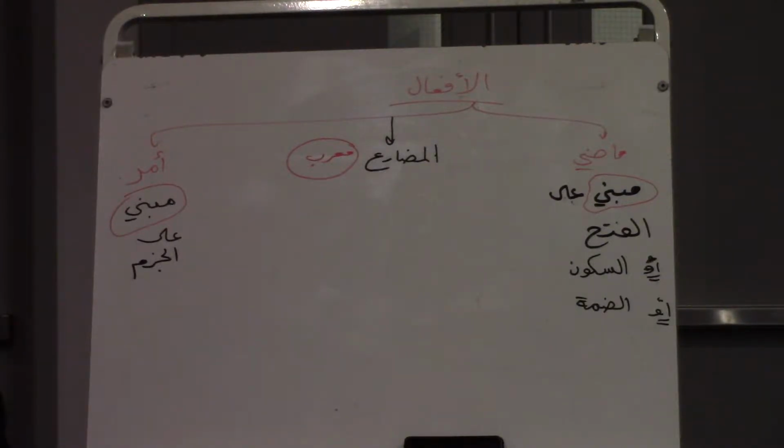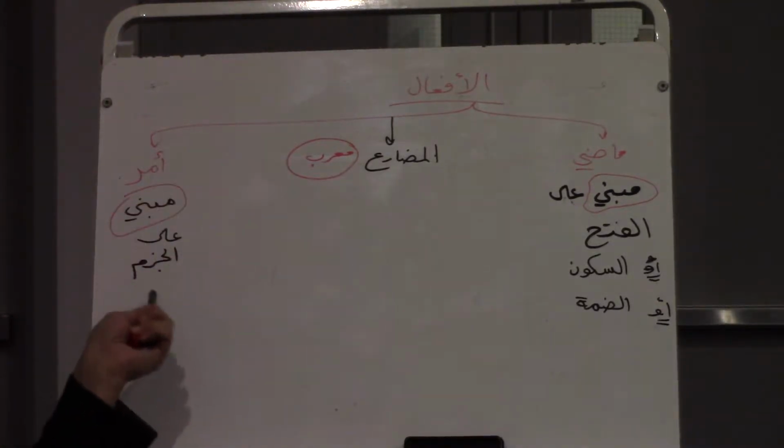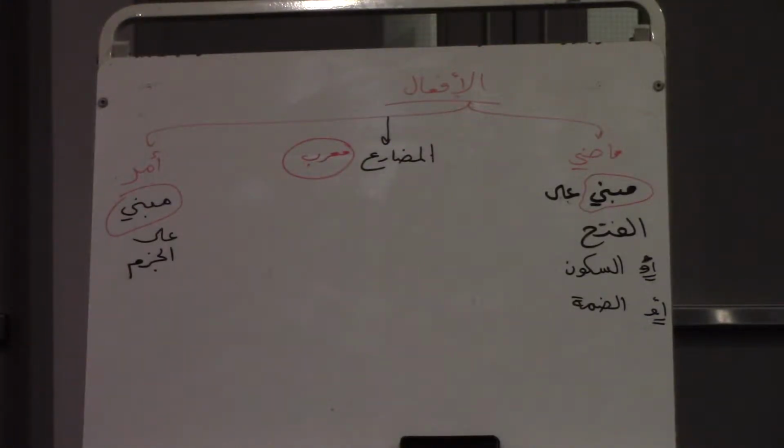Yeah, it's mabni on whatever's at the end of it, with no not being attached to any status. Al-amr is attached to the status of jazm. It is always in that status, it doesn't change. So it's only fatih unless something is attached to it.